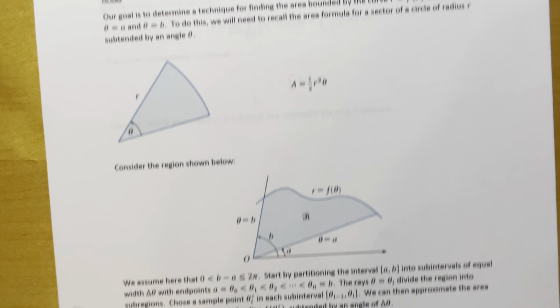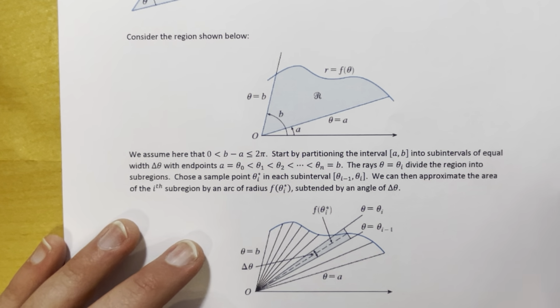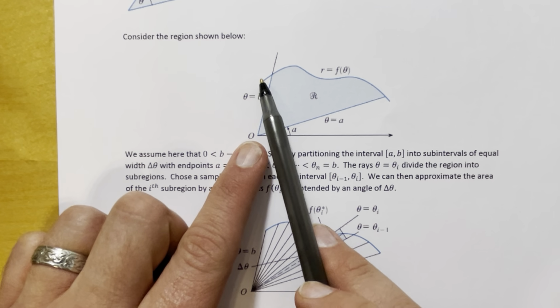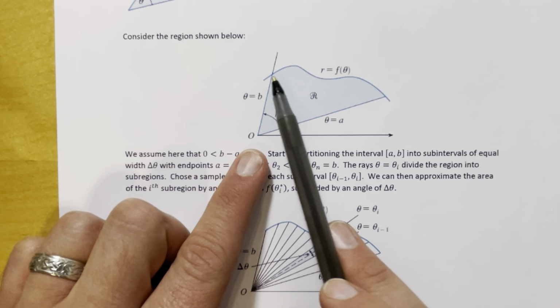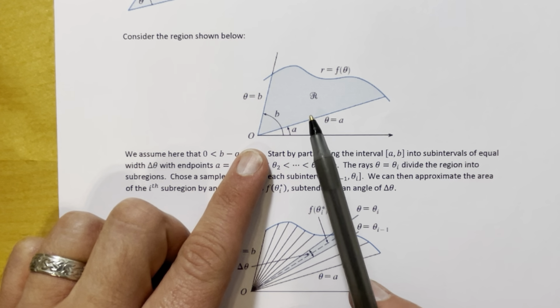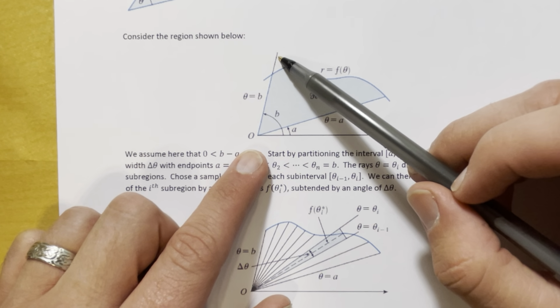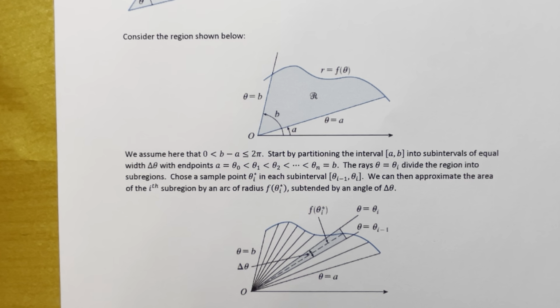Okay, let's go to the type of problem we're trying to solve here. So suppose I have some region, and it's bounded by a curve given in polar form, r equals f of theta, something like this, and bounded by the lines theta equals a and theta equals b. So you can see what that region looks like here. How do we go about finding the area of this region?